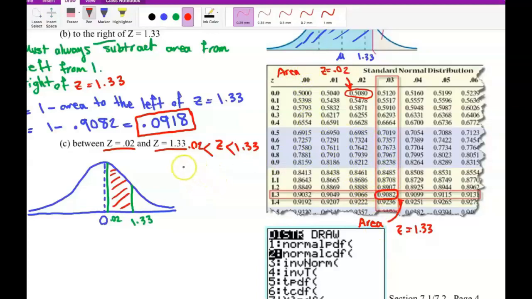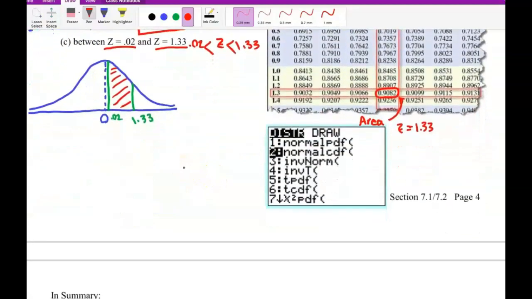Okay, so I'm using those two and finding the answer for part C. The area between z equal to 0.02 and z equal to 1.33, we need to subtract. So let me write this way better. I'm using this method first.